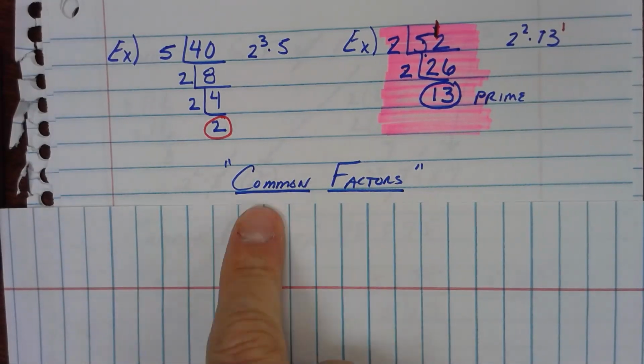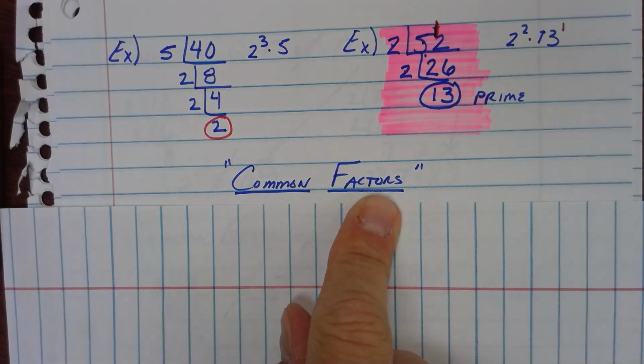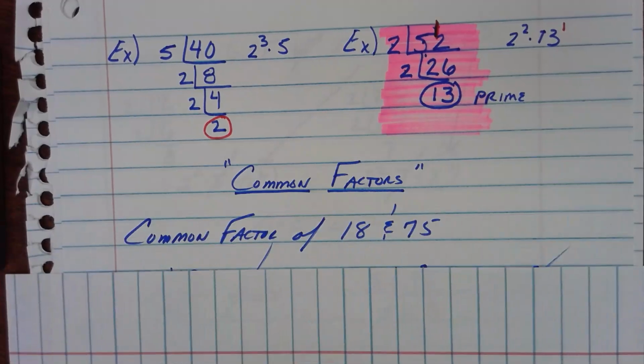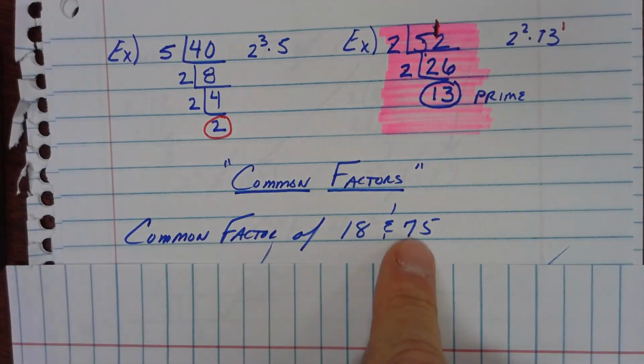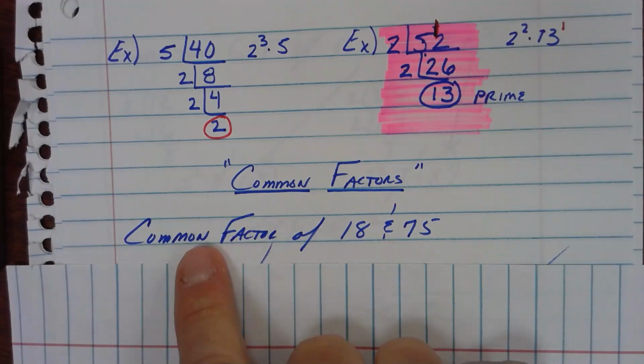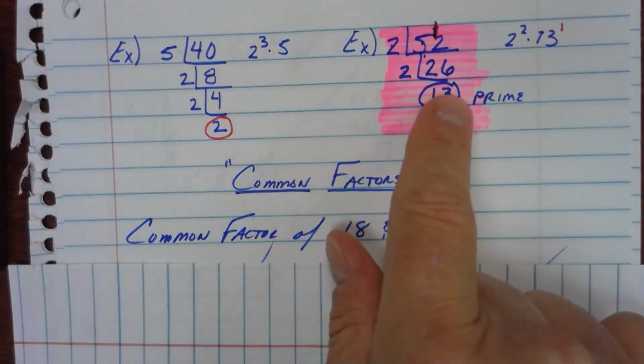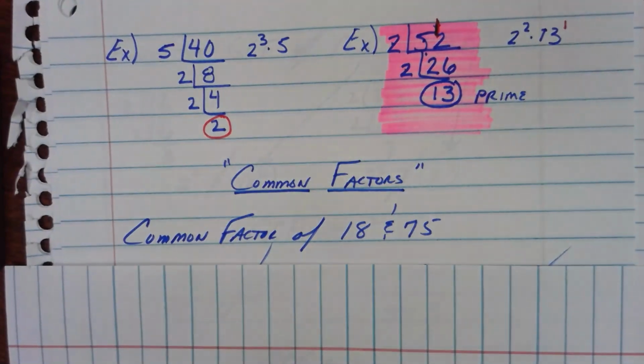Not everything about two people or two things is in common. There are some things that are not in common. But if I give you two numbers, 18 and 25, and say what are the common factors, I'm asking you to find the factors and then determine which ones are alike.